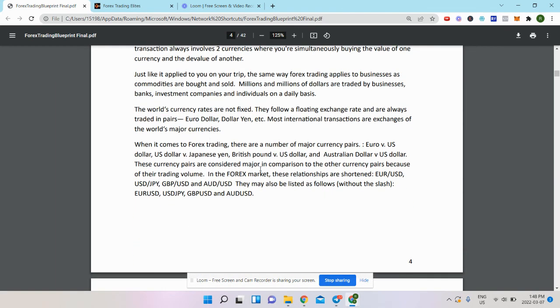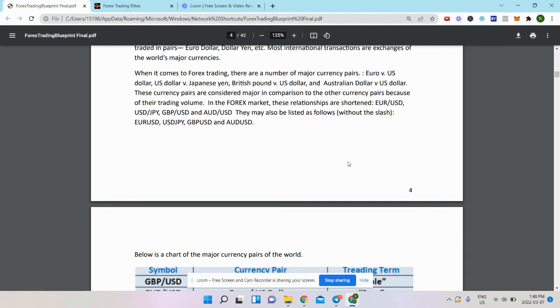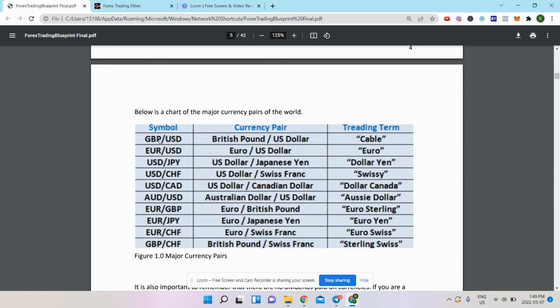When it comes to Forex trading, there are a lot of currency pairs. Almost any currency pair can be traded, but there's a list of the majors. The majors are the GBP/USD, which is the Great British Pound and the US dollar, the EUR/USD, the USD/JPY, USD/CAD, USD/CHF, AUD/USD, EUR/GBP, EUR/JPY. These are a bunch of the major currencies. You can see there's a couple others there. Billions and trillions of dollars of each of these currencies are traded on a daily basis.